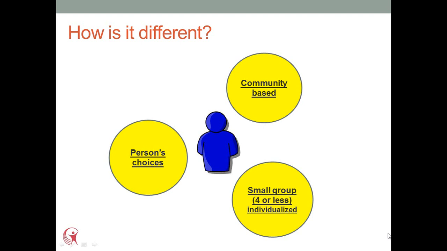Another factor to consider is that we are now focusing on community-based services. We are looking to move away from the trimester schedule a little bit and see what is available in the community versus just considering what is available in the center. We're also focusing on a small group of individuals, 4 or less.